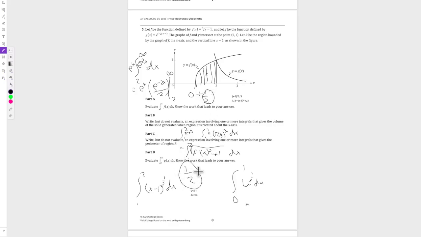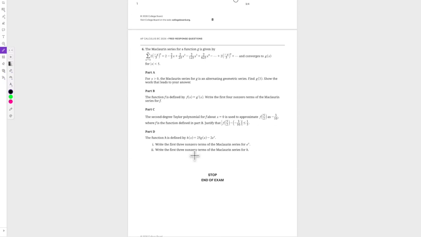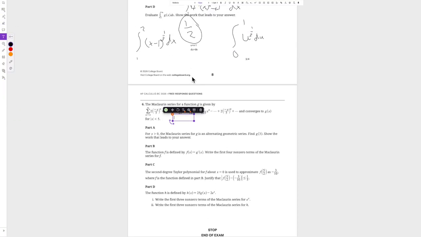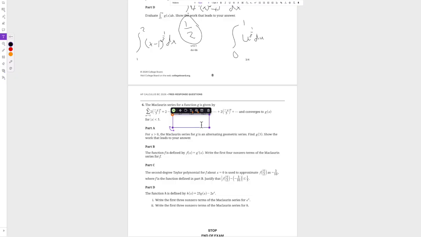This is fantastic. And now we're on to part 6, the final question. For x greater than 0, the Maclaurin series for g is an alternating geometric series. Find the value of g of 3 and show the work that leads to your answer. Well, if we have a geometric series, we can quickly recall the formula for the sum of a geometric series. It's going to be a of 0 divided by 1 minus r. And a of 0 is the very first term in your sequence, and r is the common ratio.